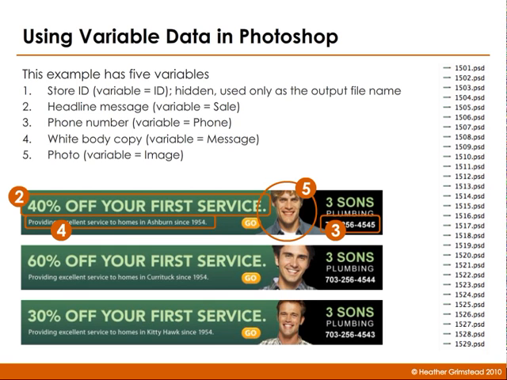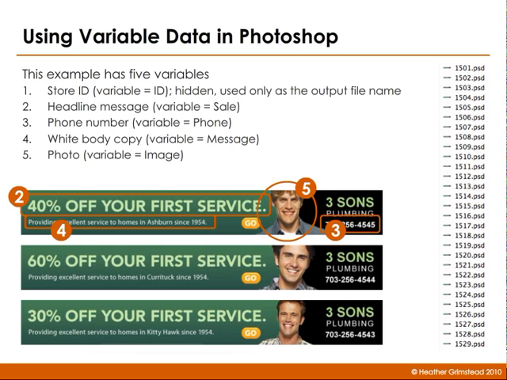The example we're using today has 5 variables. Store ID, which is actually hidden, we're just using it to name the output file. The second variable is the headline message. In this example, 40% off your first service, and the percentage changes. Third is the phone number. Each store has a different phone number.